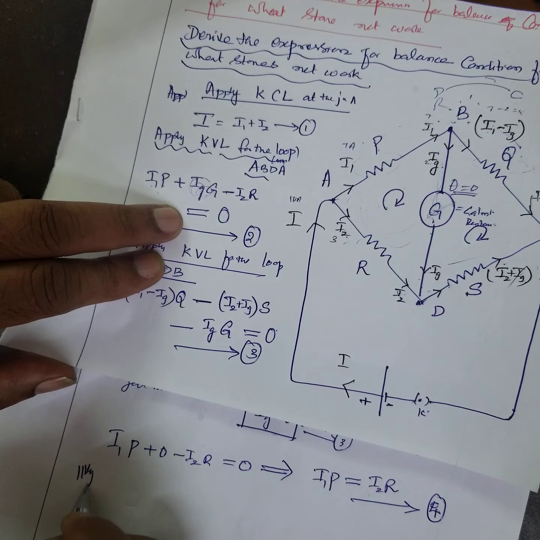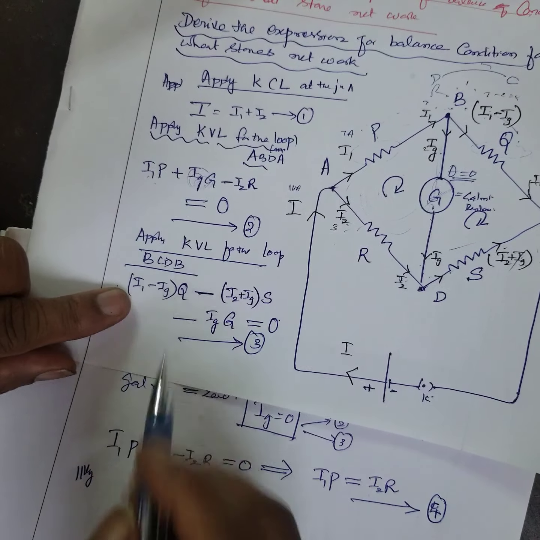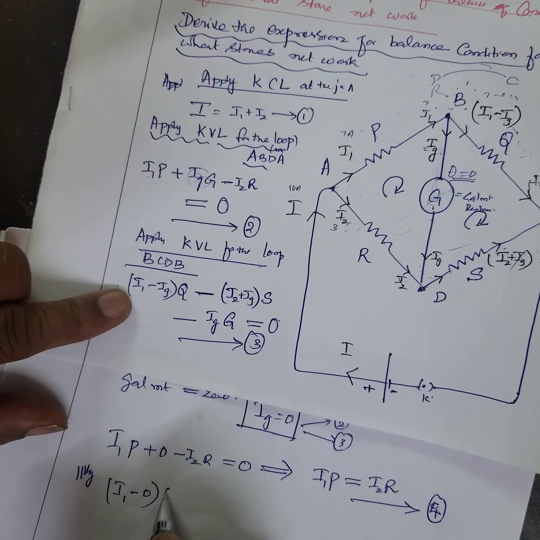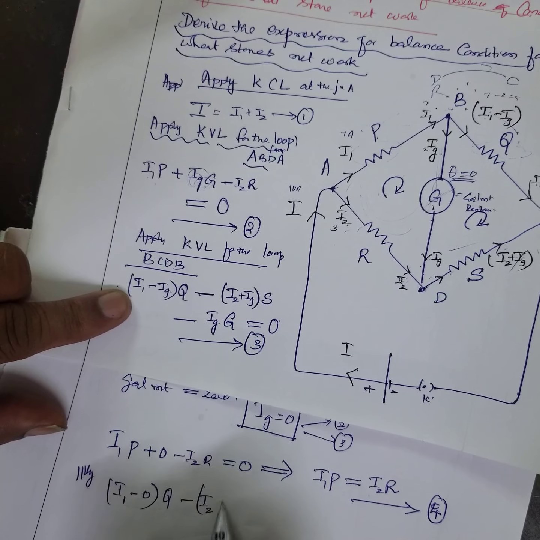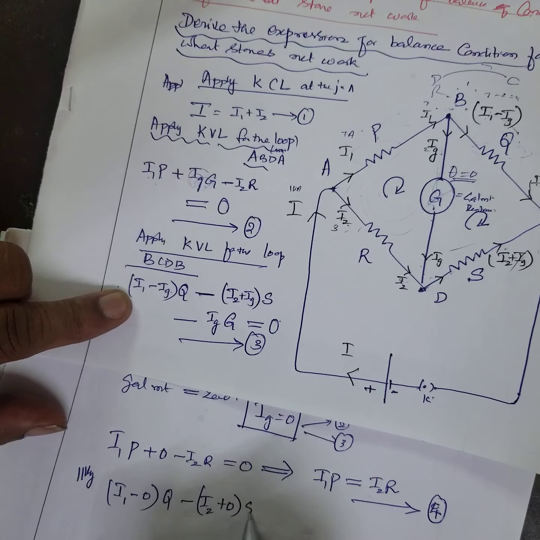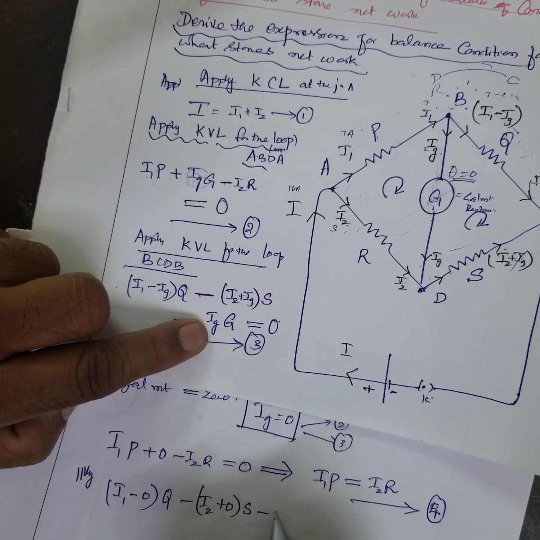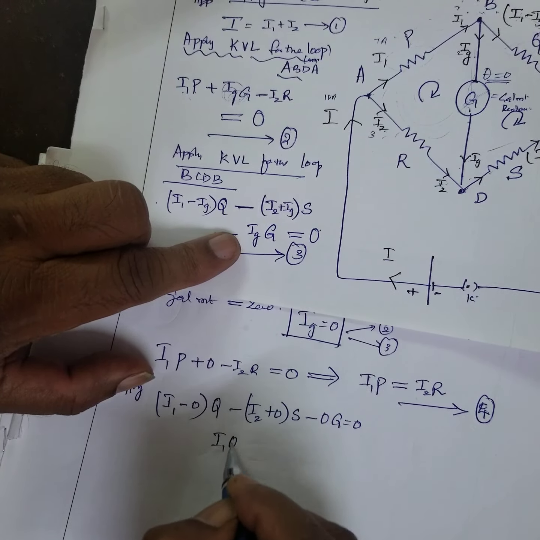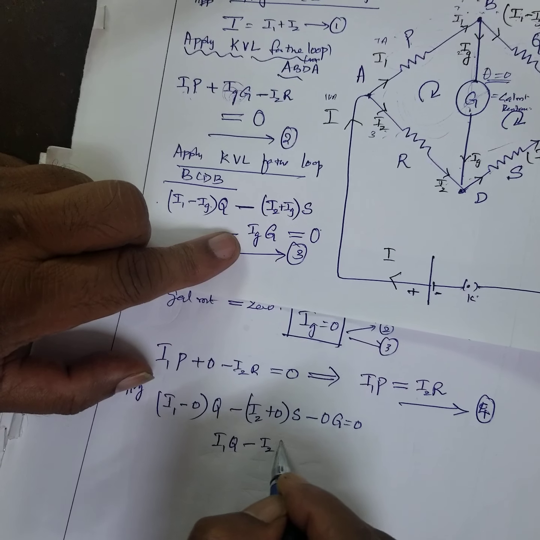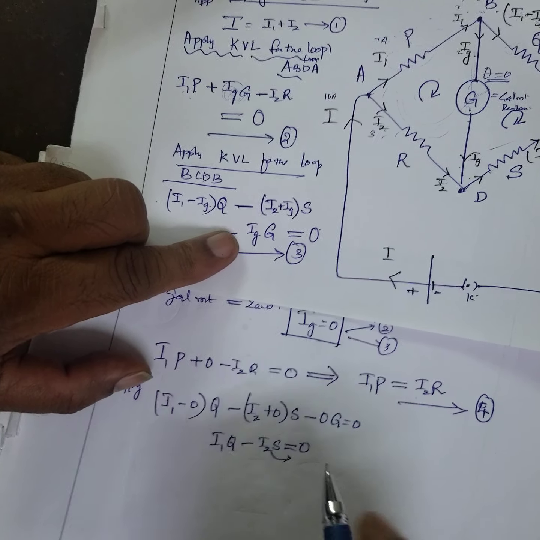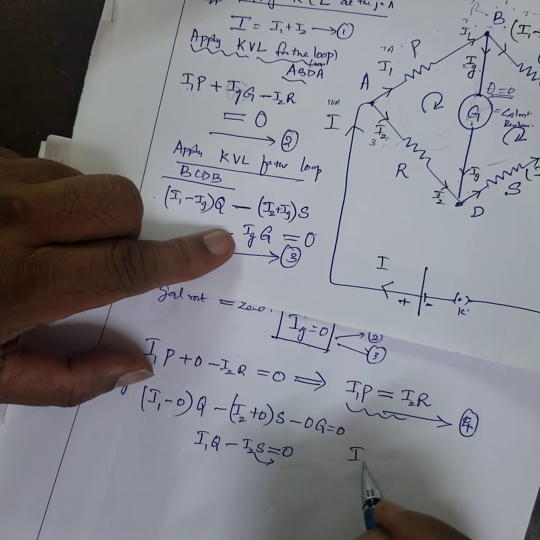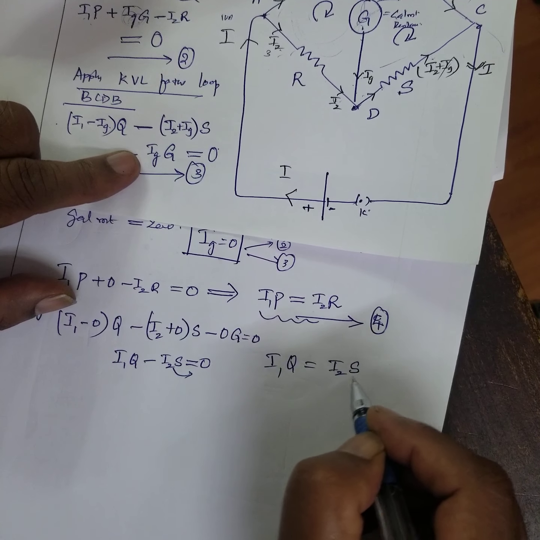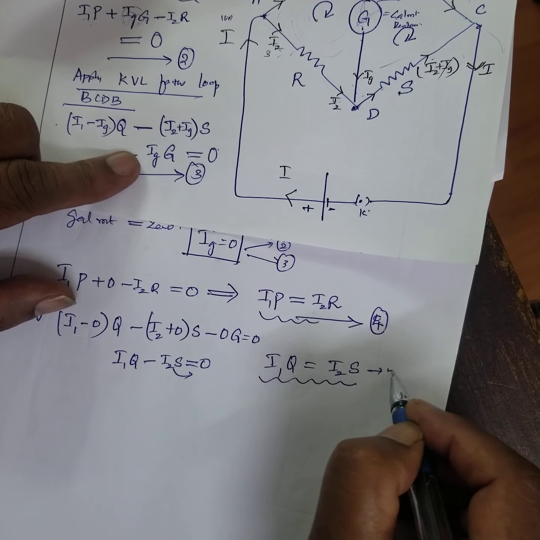Similarly, here what happens? I1 Q minus I2 S plus 0 equal to 0. Are you right? I1 Q minus I2 S equal to 0. You send that to the other side. Therefore, what you get? I1 Q equal to I2 S. This is the fifth equation.